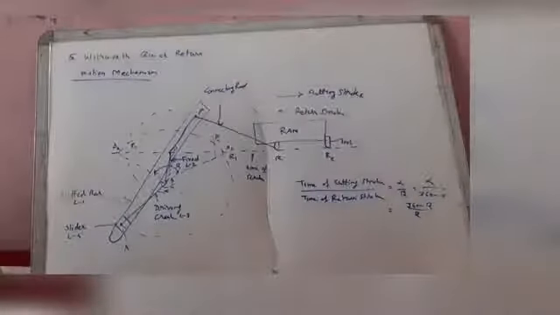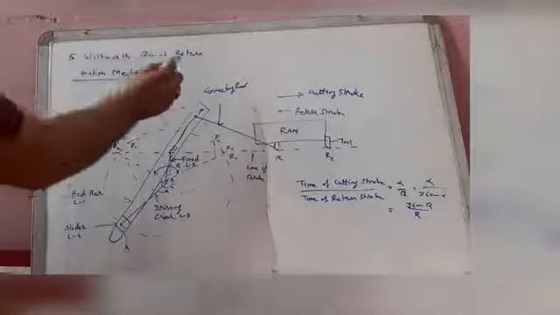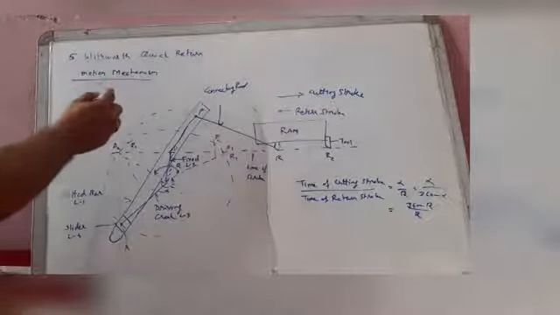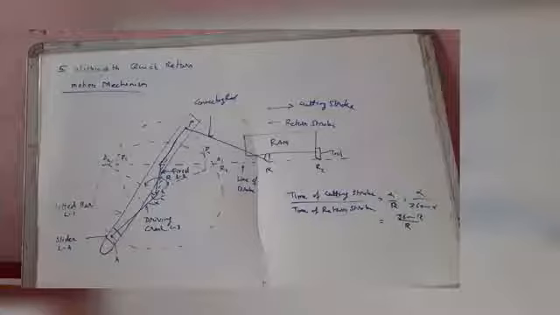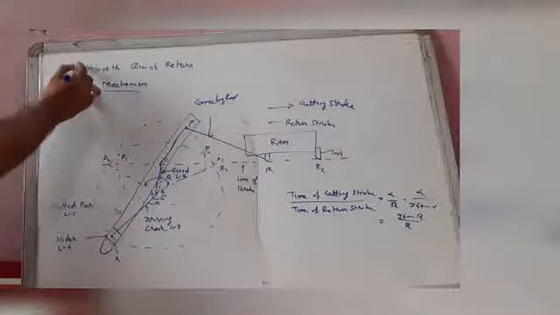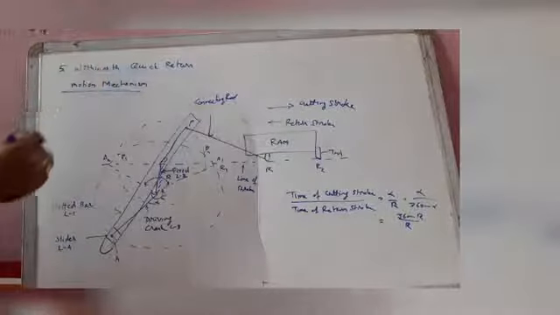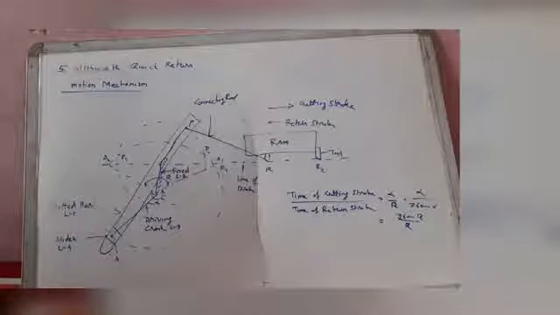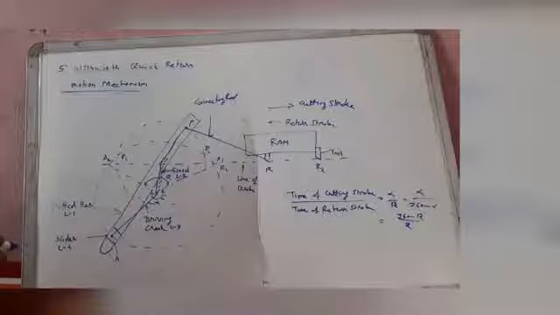Here, the next type of inversion is the Whitworth quick return motion mechanism. This mechanism is mostly used in shaping and slotting machines. This is also used in the shaper and slotter.